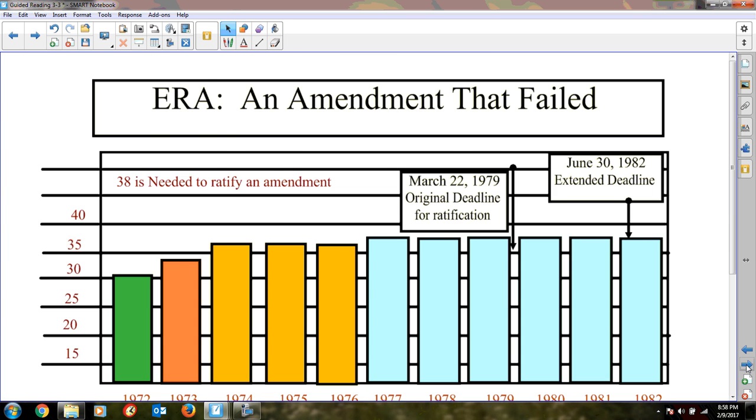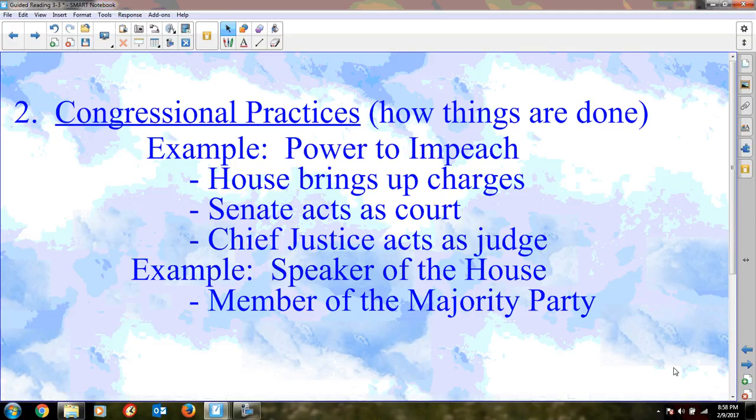All right, the second way that we deal with informal amending is congressional practices. For example, the power to impeach. Nowhere in the Constitution does it tell how we're supposed to do this. The way that, if a president or a Supreme Court justice is impeached, the House brings up the charges, that's the impeachment. The Senate acts as the court, declares you guilty or innocent, and the Chief Justice is the one that acts as the judge. We have used the power to impeach twice, with Andrew Johnson and President Clinton.